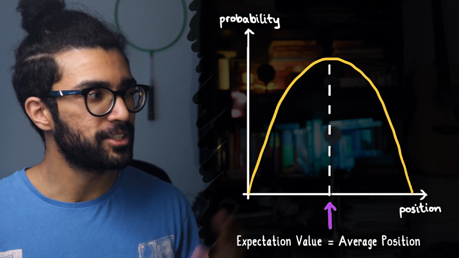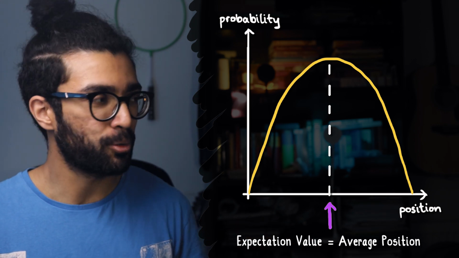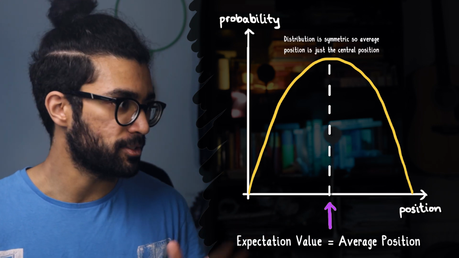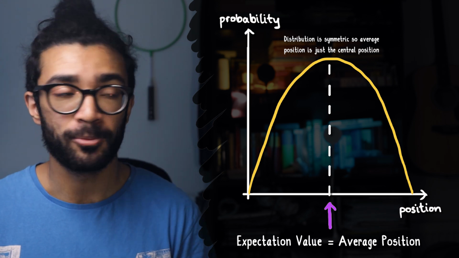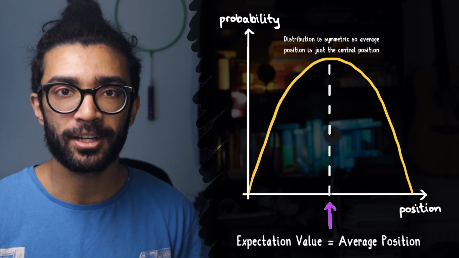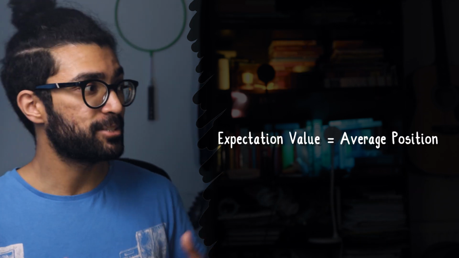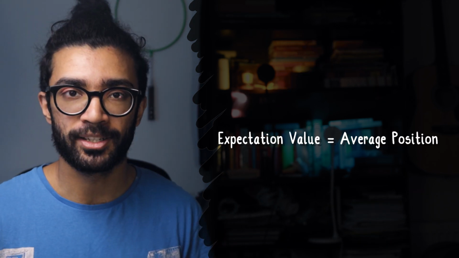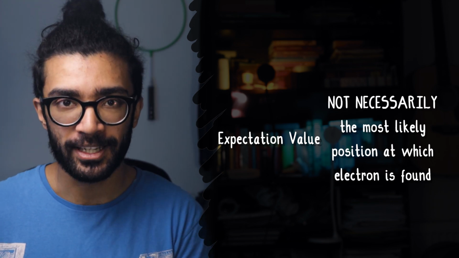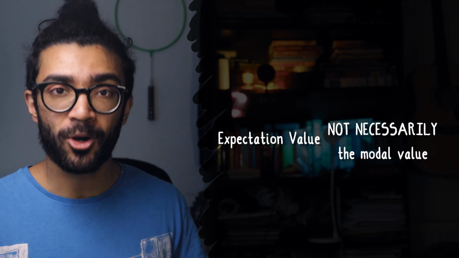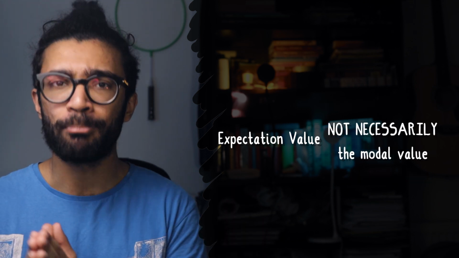Now this is a fairly simplified example. The probability distribution is symmetric about the central position, so we just happen to find that the expectation value, the average position of the electron, is right in the middle. But it's worth noting that the expectation value of our electron's position is not necessarily the position at which we're most likely to find it. The expectation value is not the modal value, it's actually the mean value.